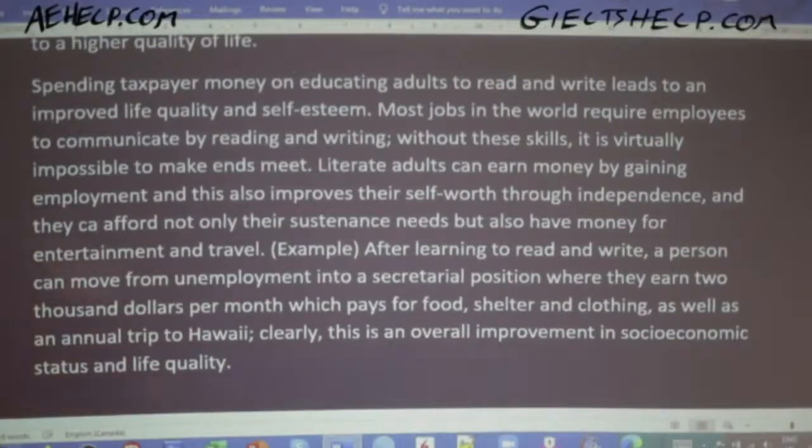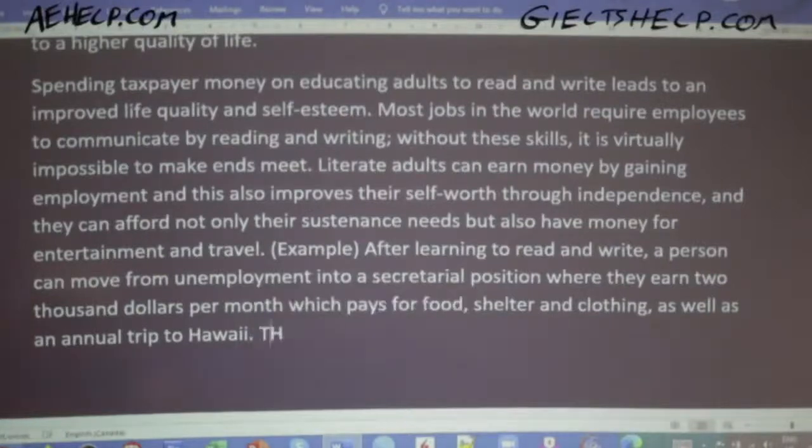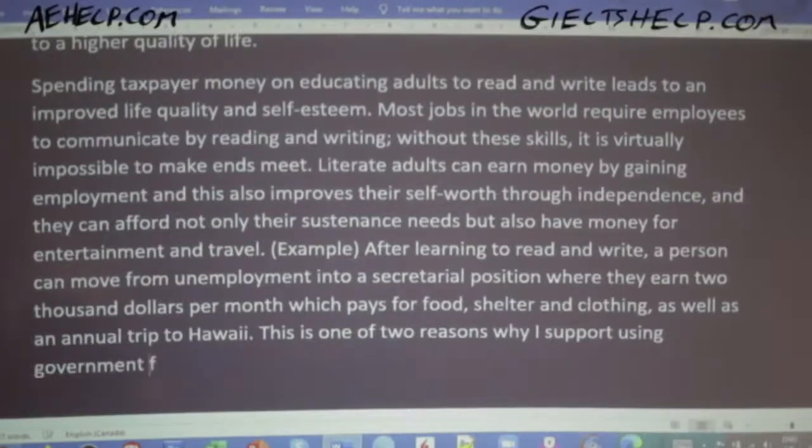So I'm going to change that. This is one of two reasons that I believe why I support using government funds for educating not only youth but also adults.